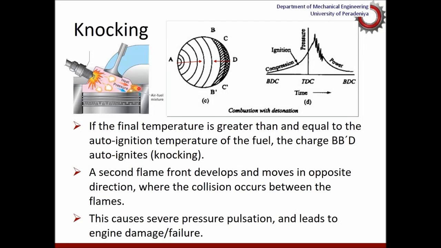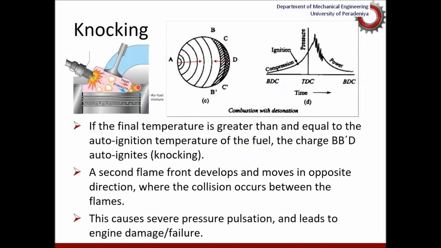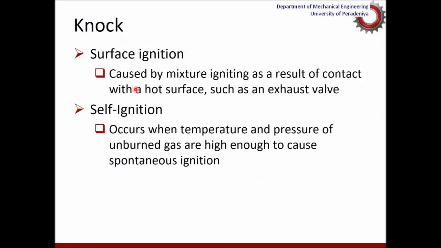Usually this auto ignition happens due to two phenomena. One is called surface ignition, that is gases near the combustion chamber walls, particularly heated areas of the combustion chamber walls, like the piston crown and exhaust valves and things like that. So the heat transfer from the walls to gases would increase the temperature, and as a result of that, those gases would reach auto ignition temperature and start igniting on their own.